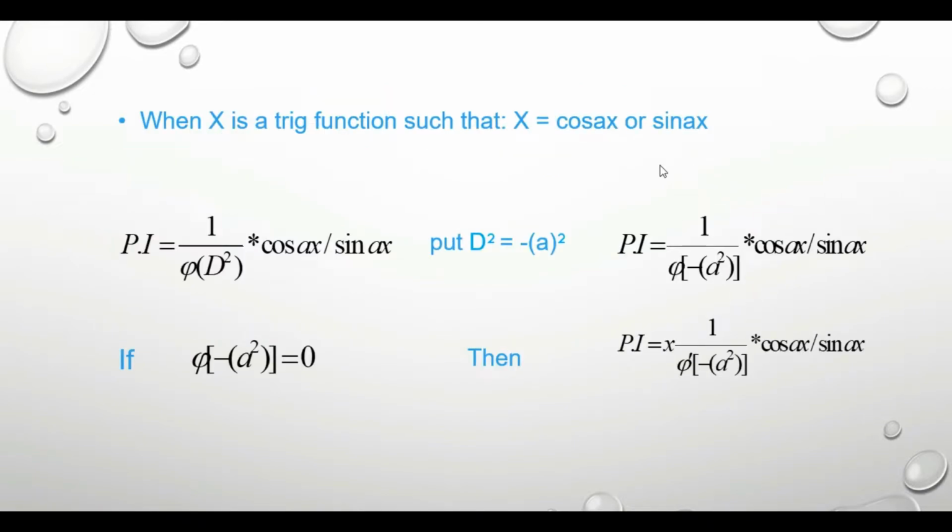The second rule is when X is a trig function, maybe cos ax or sin ax, where a is also a constant. In this case we are interested in the D squared value, and the particular integral will be 1 over phi of D squared multiplied by the trig function.